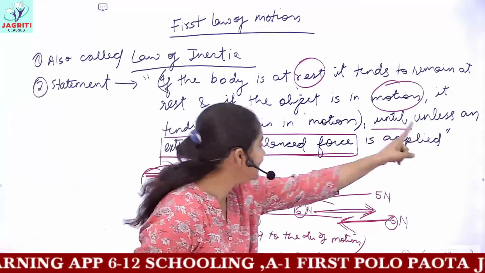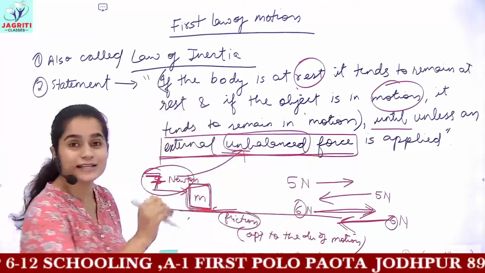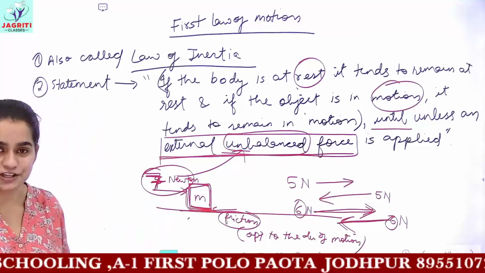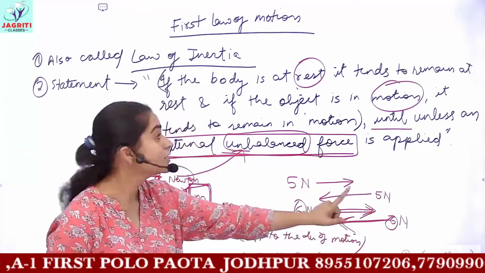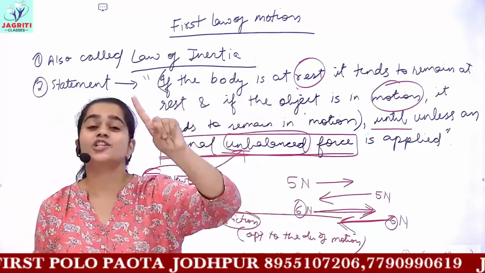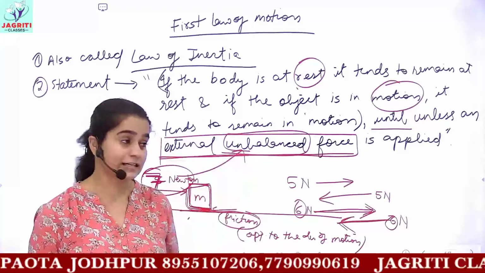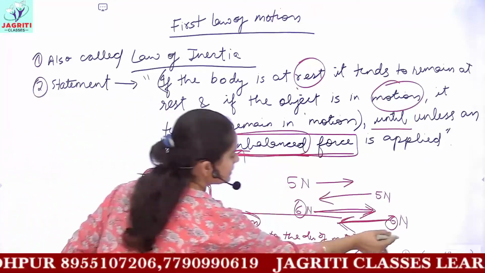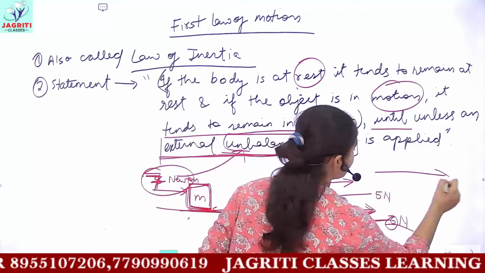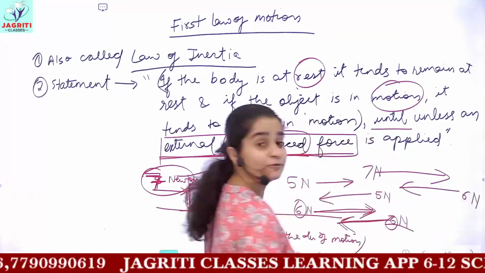Until and unless you are applying an external force and that external force is unbalanced in nature. So till that time, see here, you have balanced forces, so the object is maintaining the inertia of rest. But once you apply an unbalanced force, that is, the friction is 6 Newton, but you are applying a force of 7 Newton now, and the friction is 6 Newtons.